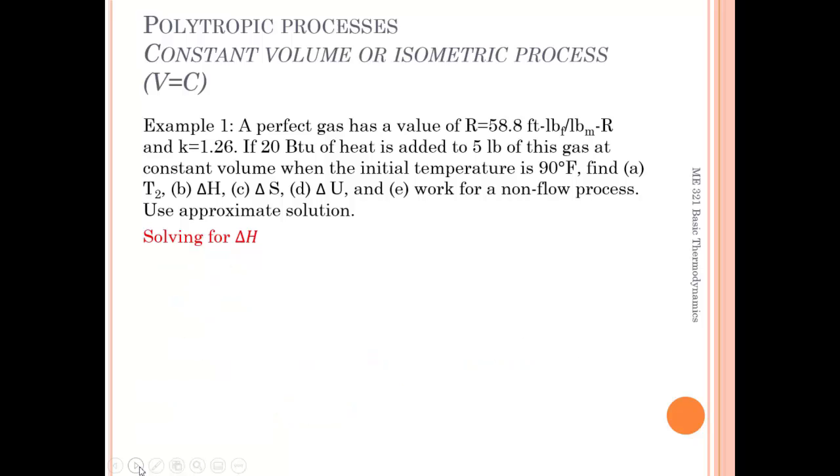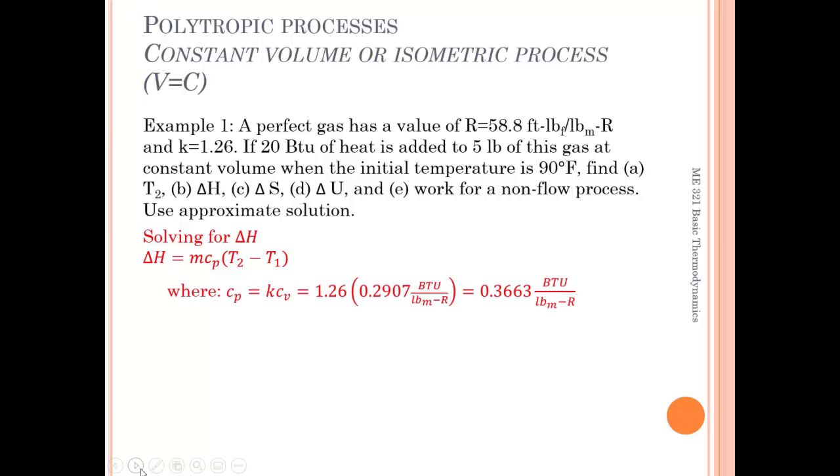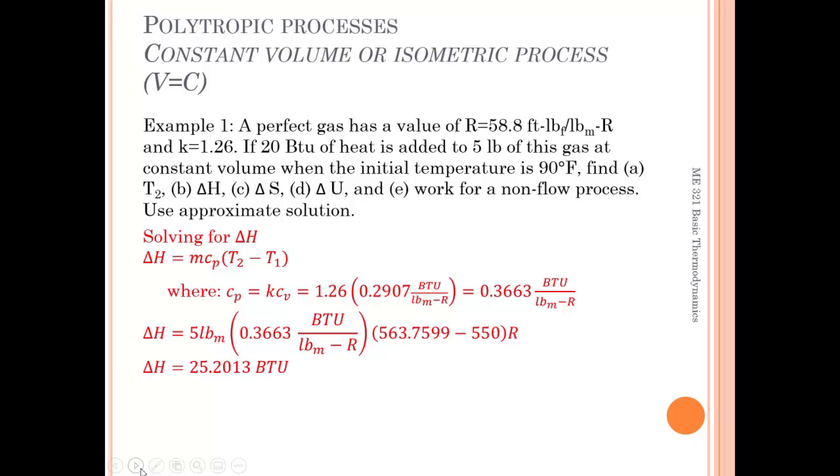The approximate change in enthalpy can be computed using this formula. In this equation, only the specific heat at constant pressure is unknown. But by multiplying the specific heat ratio and the specific heat at constant volume that we computed in the previous slide, we will be able to get the value of C sub P. Substituting all known values in our formula, we will be able to get the value of delta H to be equal to 25.2 BTU.